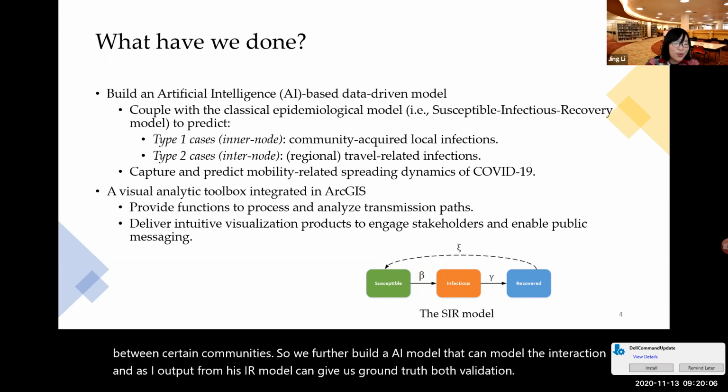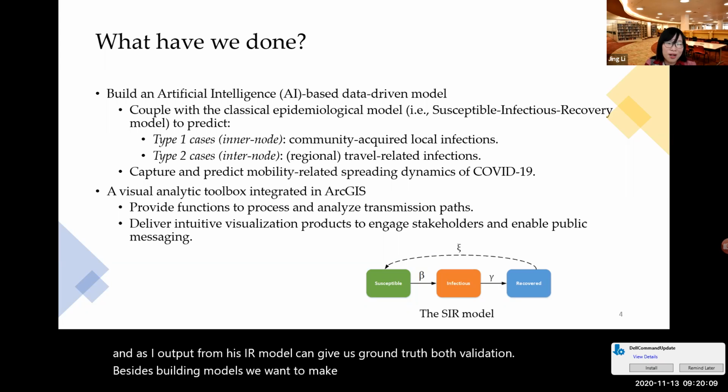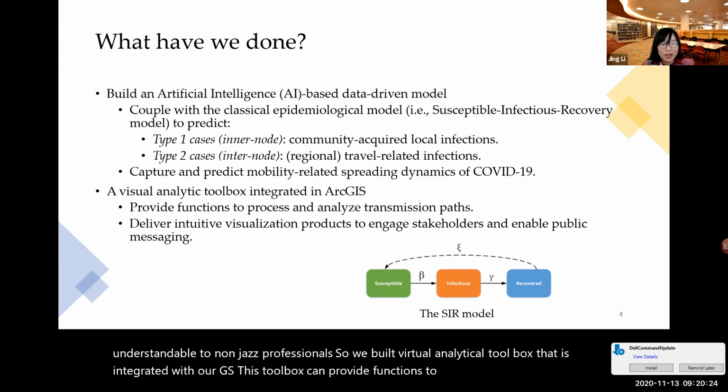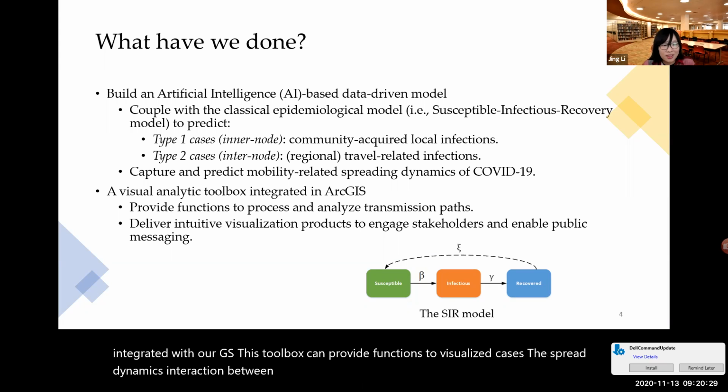Besides building models, we want to make sure that results from the model can be understandable to non-GIS professionals. So we built a virtual analytical toolbox that is integrated with ArcGIS. This toolbox can provide functions to visualize cases, the spread dynamics, and interaction between communities. We hope to deliver a visualization product that can engage stakeholders and the public to participate in the process.